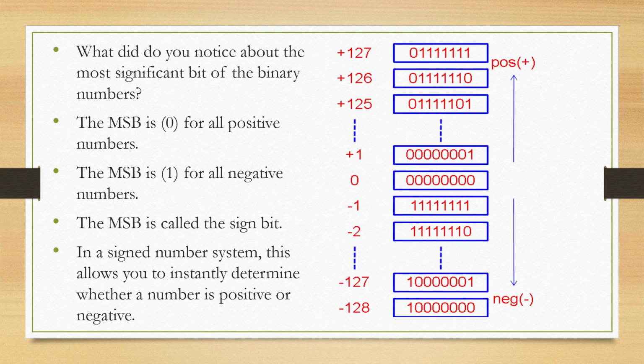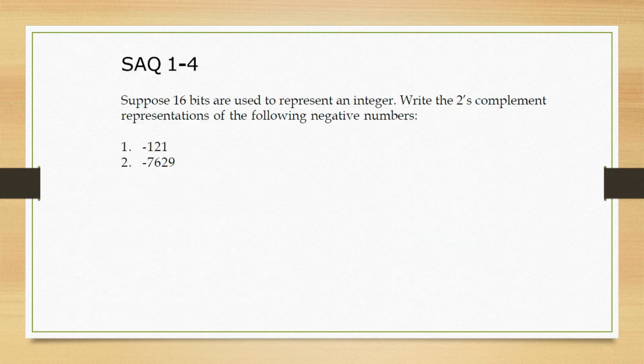So if you know this, the most significant bit for a positive number is 0, and the most significant bit for a negative number is 1, where the MSB is the leftmost bit, whether it be 4-bit or 8-bit or 16-bit or 32-bit. So here is another self-assessment question. Please try to answer this on your own and manually using paper, so you'll be able to generate correct results.